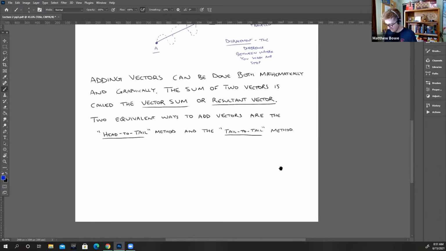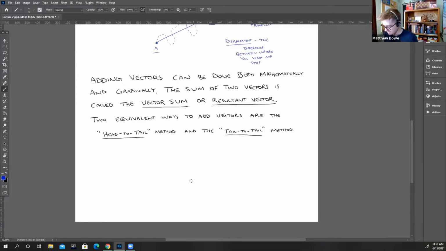But let's say we want to add a few vectors together. We can do it graphically, just drawing this out, using the head to tail method. And there's also an equivalent method. It's called, I believe, the parallelogram or tail to tail method.